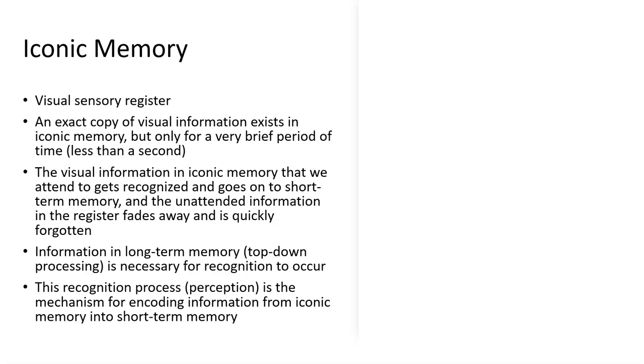But the recognition process that's involved in perception gives us the opportunity to encode the information that's currently in iconic memory into short-term memory. We can use some top-down processing in order to make that easier. That's why our phone numbers are organized in chunks. So you have 3 numbers, 4 numbers, for example.